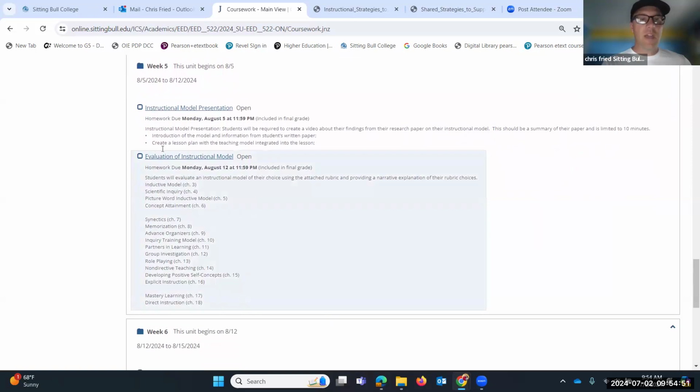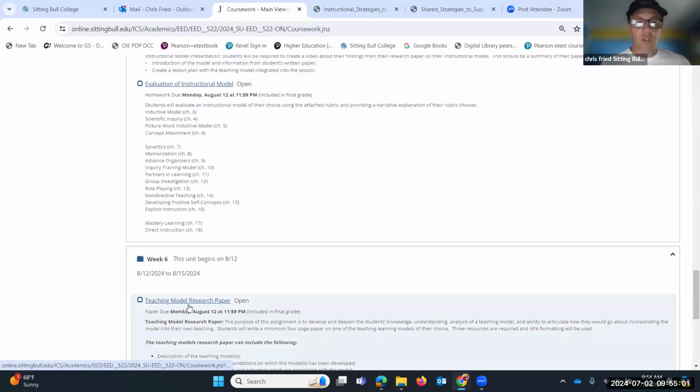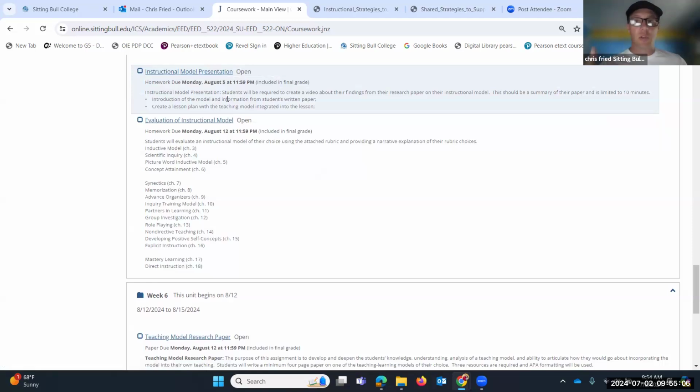And the next thing is this instructional model presentation. So by this point, you should be well on your way to working up on this research paper. So for this presentation, you're going to give a short little summary of the information, what you're working on, what it's about, and just sharing that information. If you don't want to do it on your research paper topic, you don't have to. That's fine. But it just, in my opinion, makes more sense to connect them together to make sure that you're working through that information. Okay?